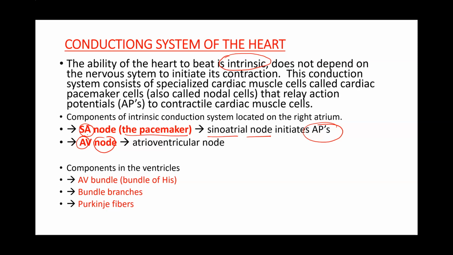The second set of nodal cells that receive the action potentials from the SA node and spread them from there is the AV node. AV stands for atrioventricular node. And let me show you where all this is located.